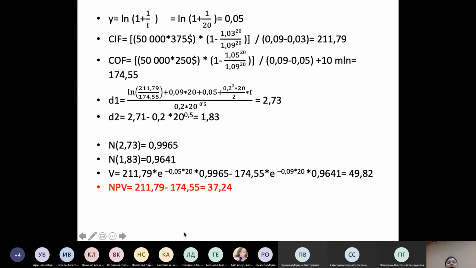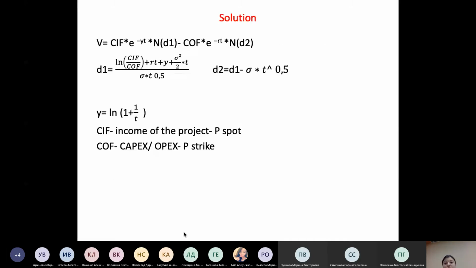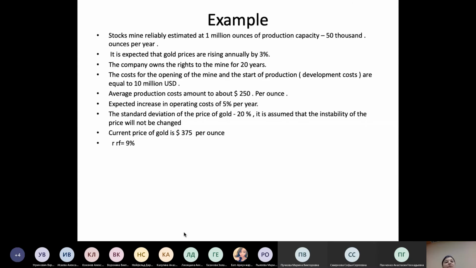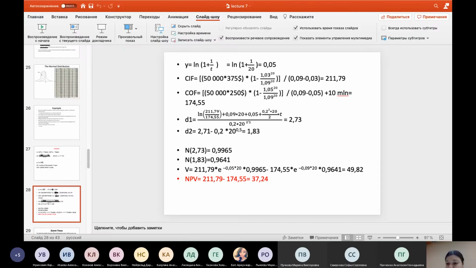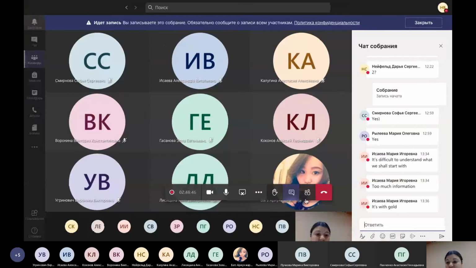49.82. In other words, for the project in which our company possesses the right, not the obligation, but the right to this mine, the value of this option is 49.82. And in the case of the lack of this option, if our company starts the project and receives the following benefits, the net present value of this project will become 37.24. Good.